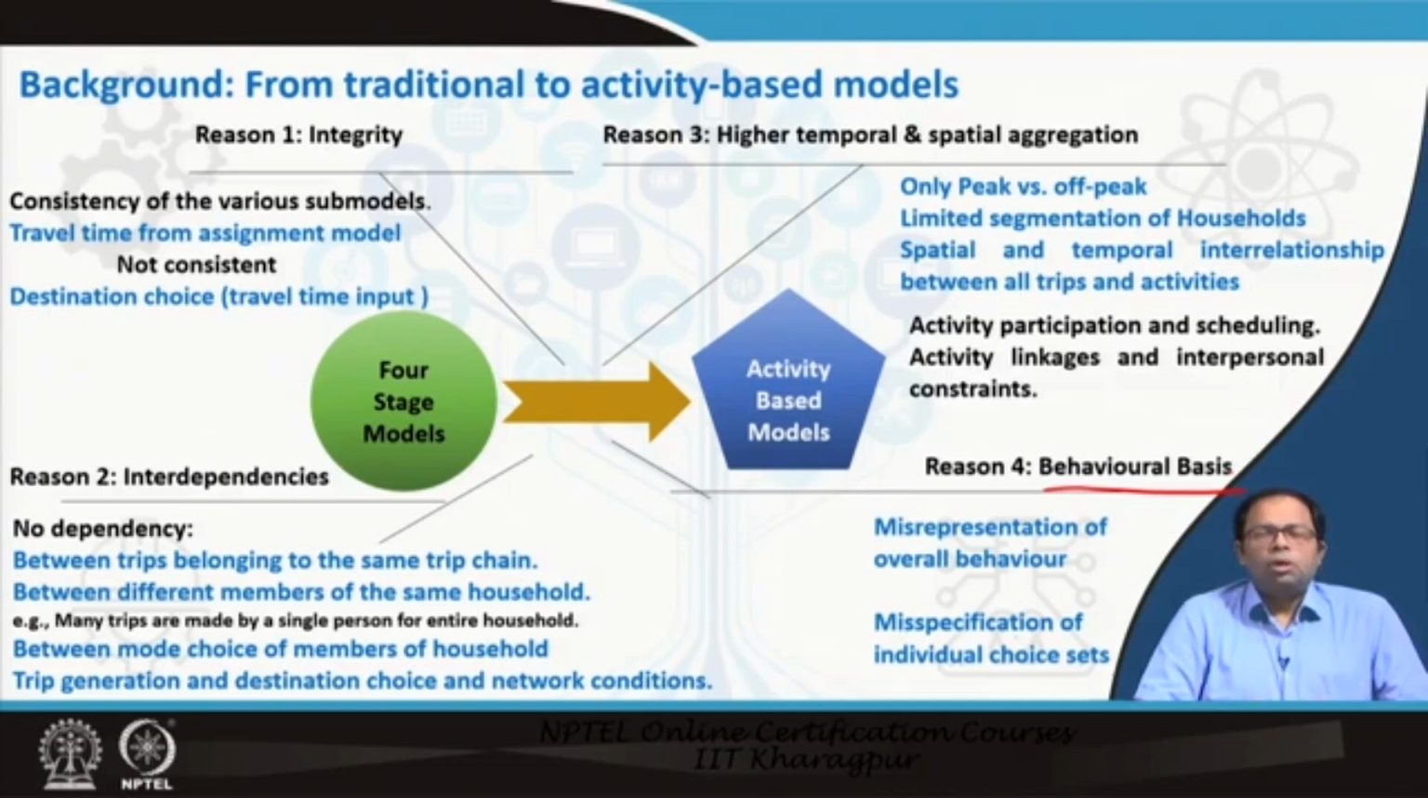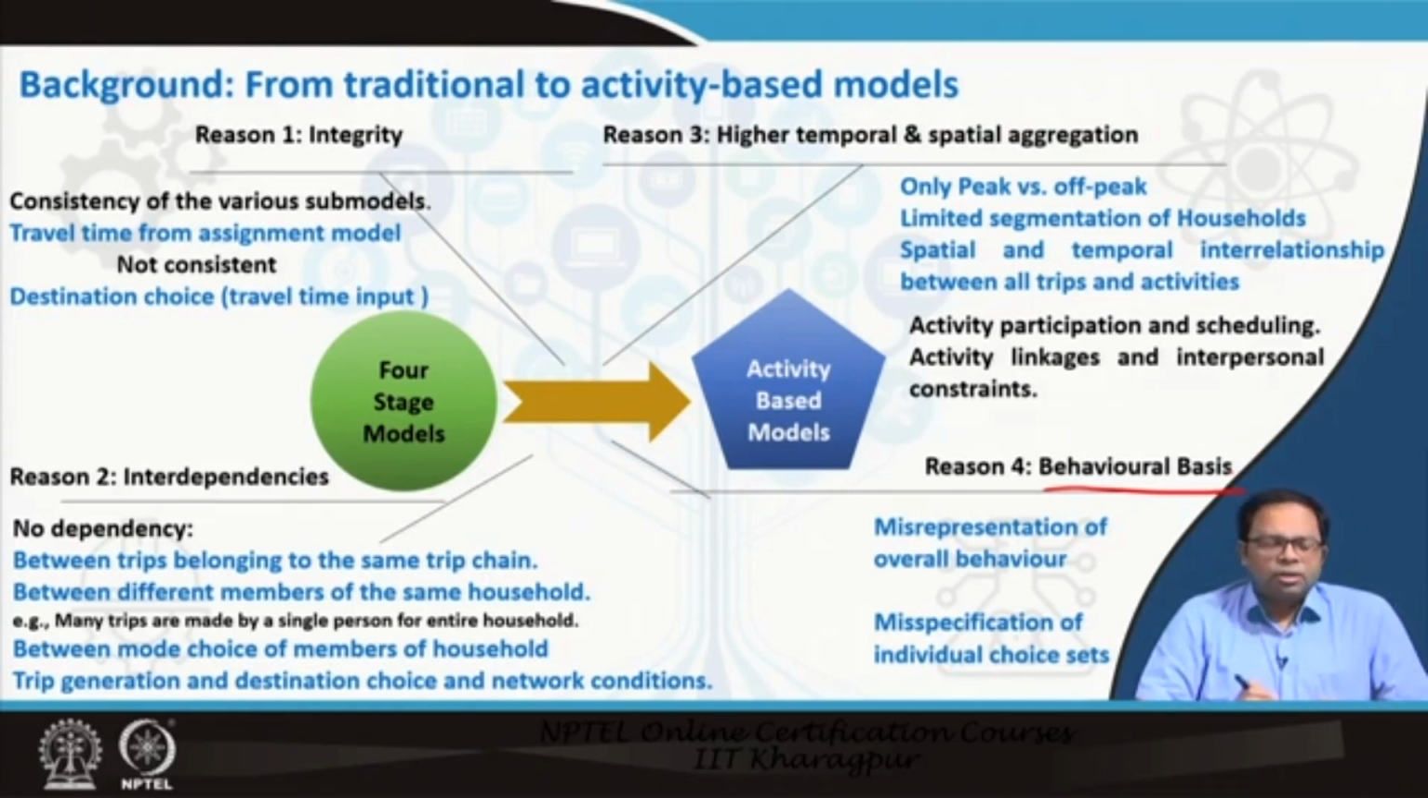The 4-stage transportation planning models were not that consistent. Why? The travel time from the assignment model was not used in the destination choice model. Destination choice first happened, and then we do the assignment, and then we get the feedback from assignment about the travel time on each of those links, and then we can have feedback loops, but at the same time these are not done jointly.